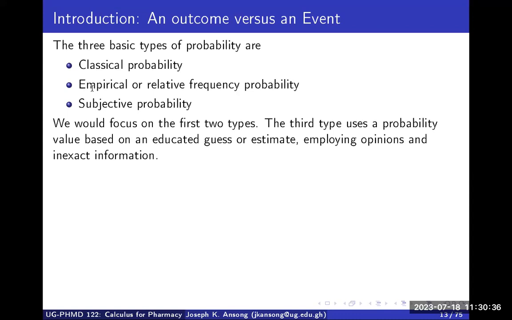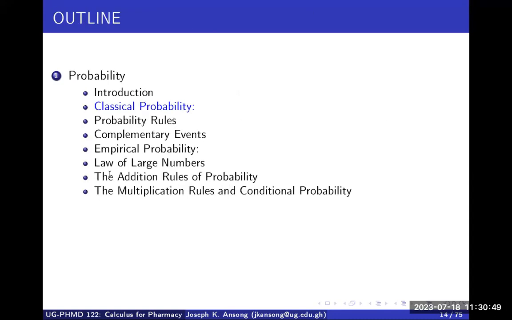And then later on, we'll look at empirical probability, where you can actually gather data, either yourself or somebody gathers data, and then you can use that to compute probabilities. So I'll end this one here. In the next lecture, we'll start with classical probability, look at some probability rules, and then we'll look at complementary events. That's what we're going to start by looking at.